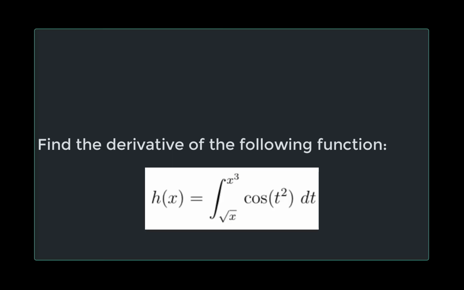The question we're working on today is, find the derivative of the following function. H of t equals the integral from square root of x to x to the third of cosine of t squared dt.